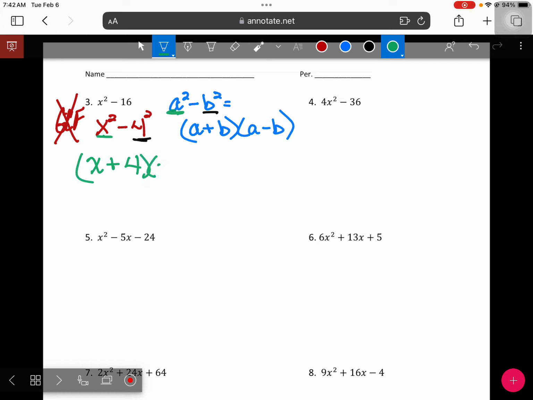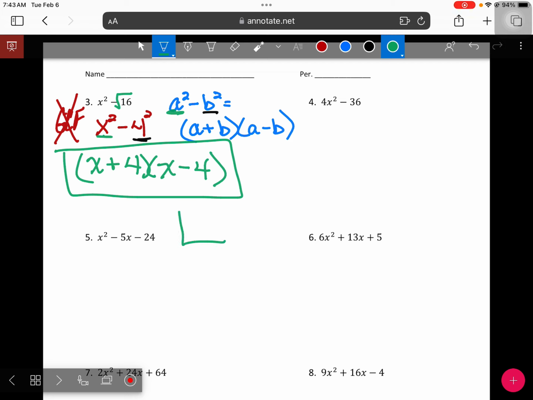Times x minus 4. This is my favorite kind of factoring because I'm like, man, that's fast. Where did I get the 4 from? Because I need to find some number squared that gives me 16. And since 16 is a perfect square, meaning I could do a square with 4 on each side, 4 times 4 gives me that 16, which makes up the b squared. Okay? Good question.